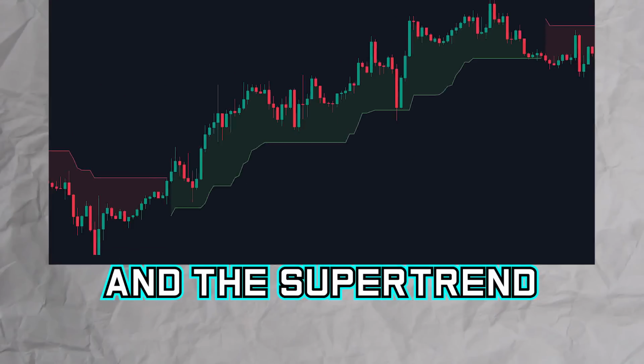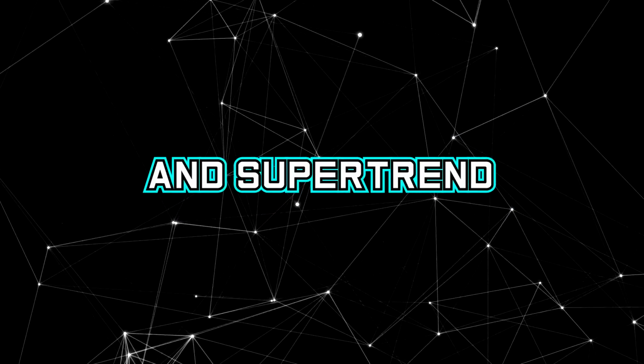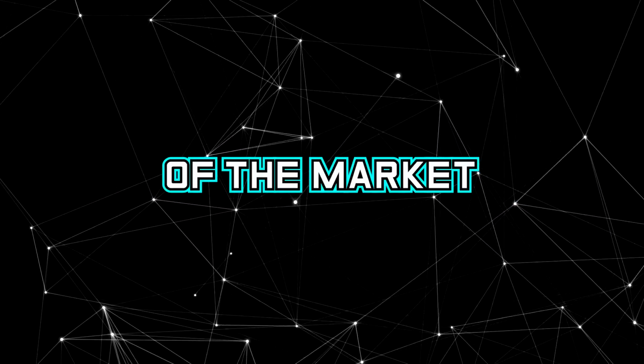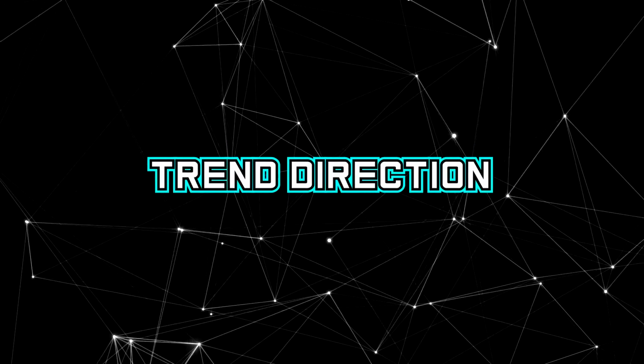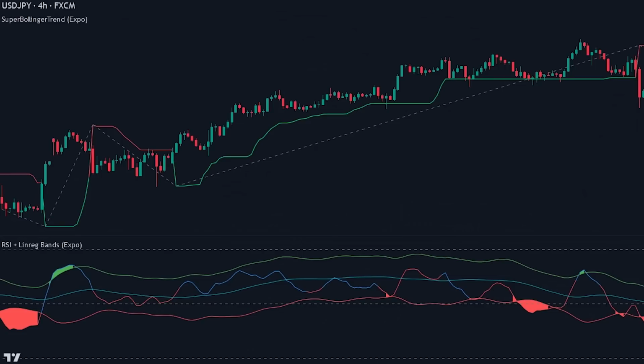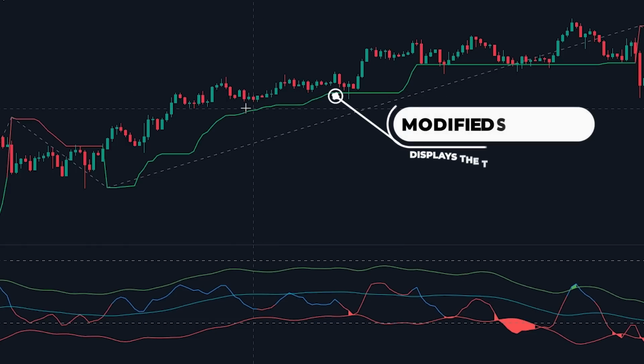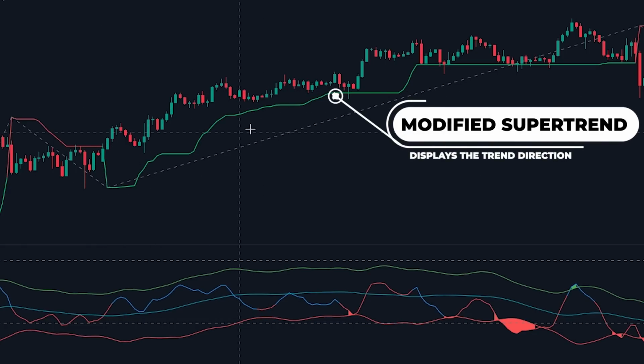The indicator works by combining the Bollinger Bands and the Supertrend indicator into one. By merging the Bollinger Bands and Supertrend indicator, this tool provides traders with a comprehensive perspective of the market, encompassing both trend direction and volatility. The main component of the indicator is the modified supertrend line. This line shows us the trend direction along with points at which the trend direction changed.